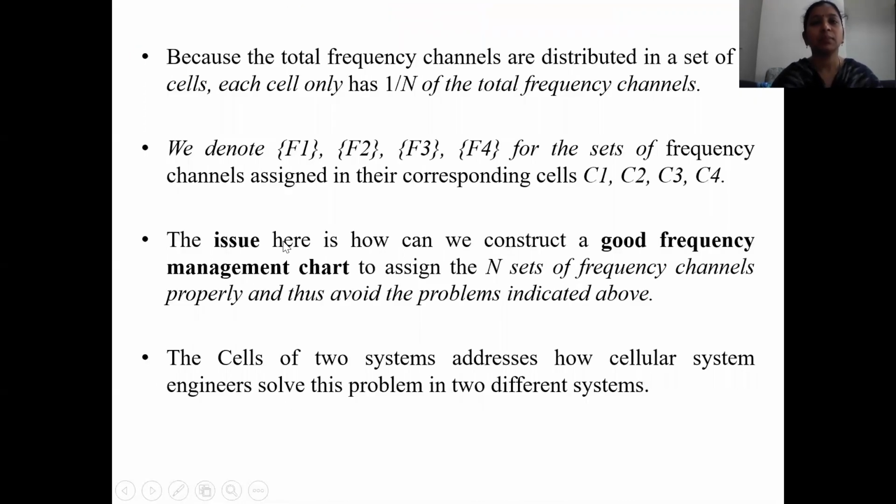Next, because the total frequency channels are distributed in a set of n cells, each cell only has 1/n of the total frequency channels. If we denote F1, F2, F3, F4 as the sets of frequency channels assigned in their corresponding cells C1, C2, C3, C4, the issue here is how we can construct a good frequency management chart to assign these n sets of frequency channels properly, and thus avoid problems such as near-end and far-end interference, adjacent channel interference, and neighboring channel interference.